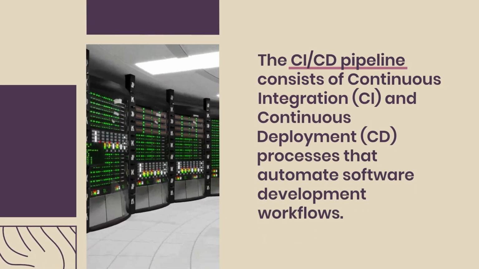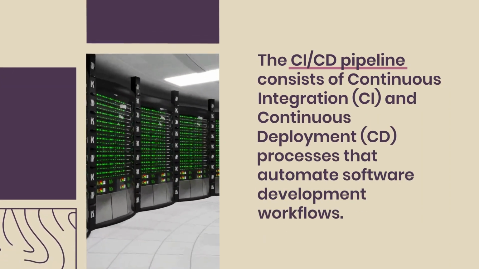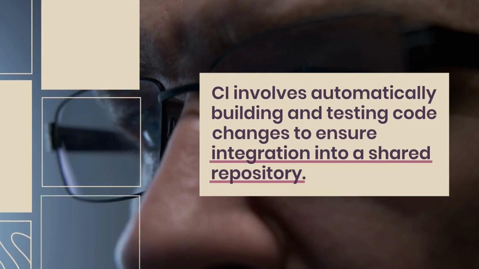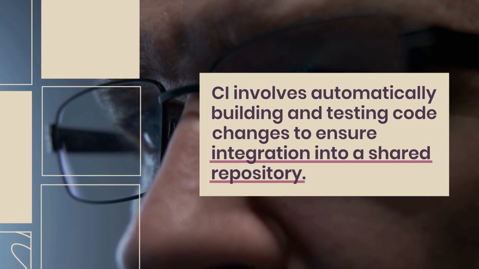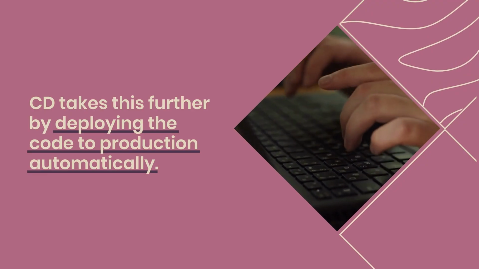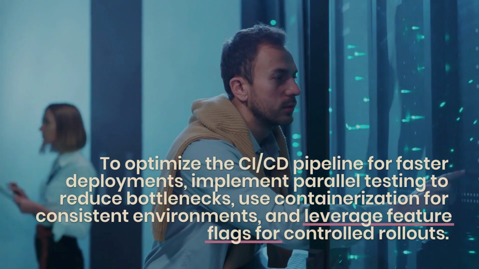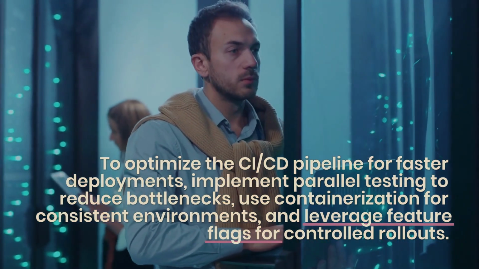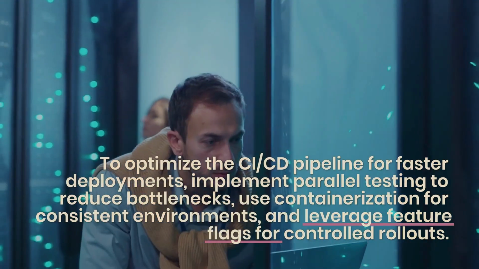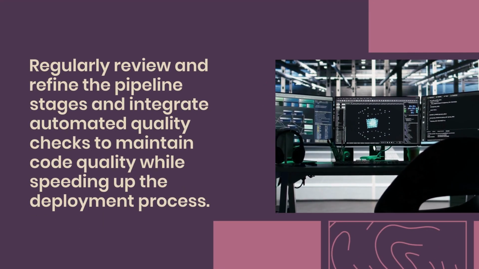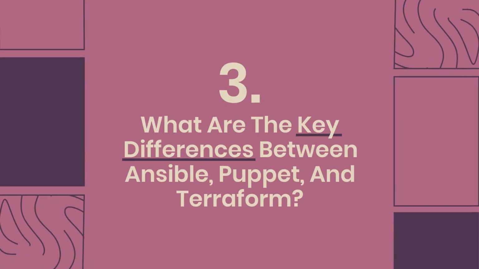The CI/CD pipeline consists of continuous integration, CI, and continuous deployment, CD, processes that automate software development workflows. CI involves automatically building and testing code changes to ensure integration into a shared repository. CD takes this further by deploying the code to production automatically. To optimize the CI/CD pipeline for faster deployments, implement parallel testing to reduce bottlenecks, use containerization for consistent environments, and leverage feature flags for controlled rollouts. Regularly review and refine the pipeline stages and integrate automated quality checks to maintain code quality while speeding up the deployment process.